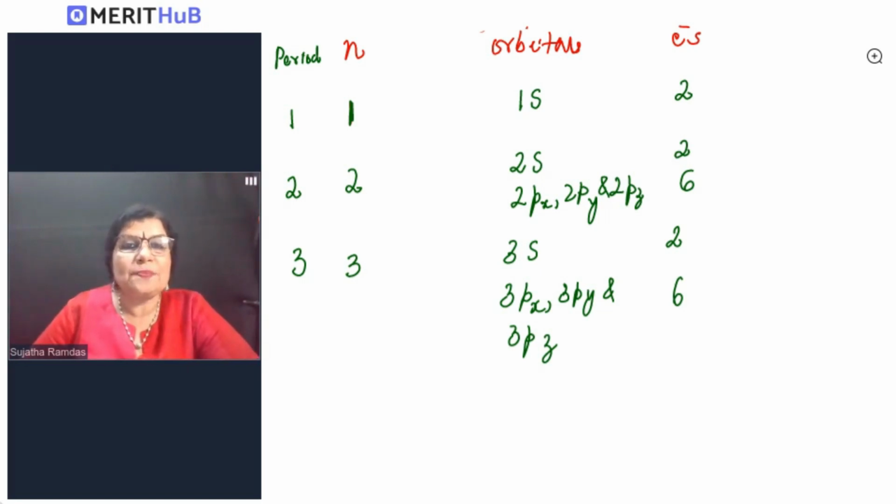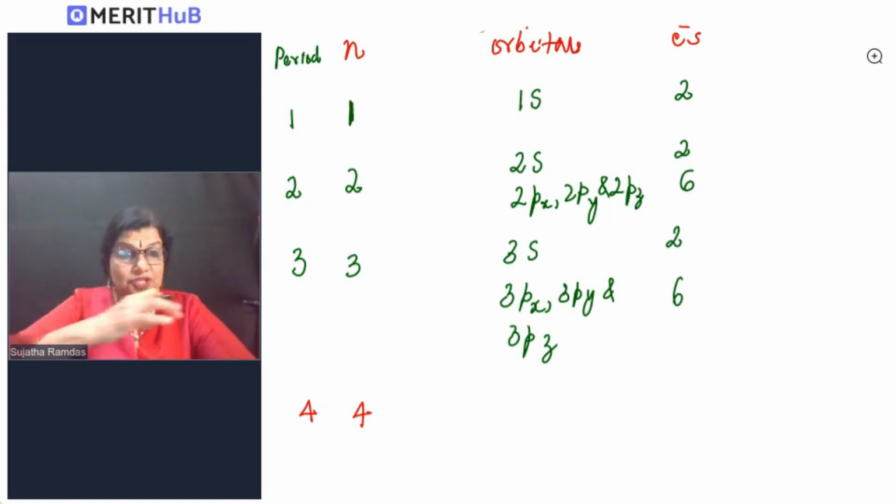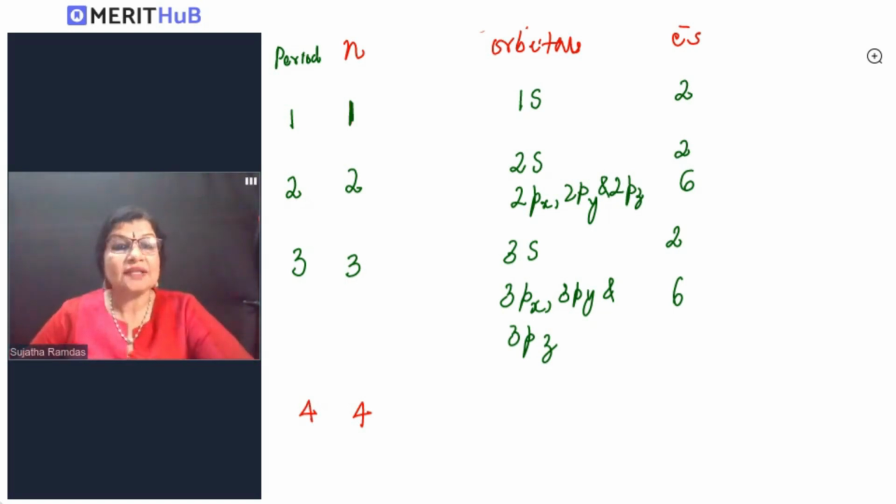Now we move on to, let me use a different color, n equal to 4. When we say n equal to 4, we mean the period, the row of elements, in which the highest principal quantum number is 4. It cannot exceed 4. So think about the fourth period.